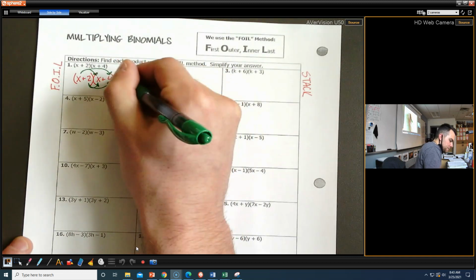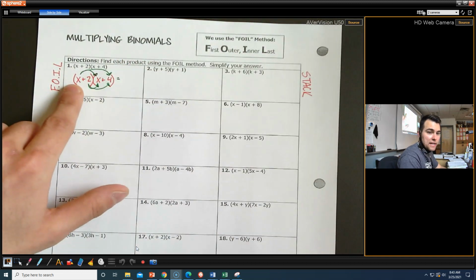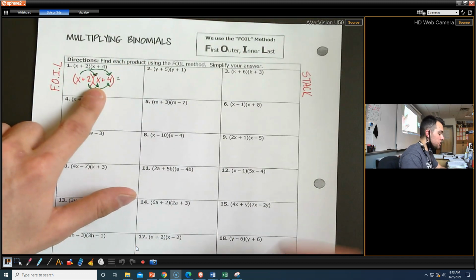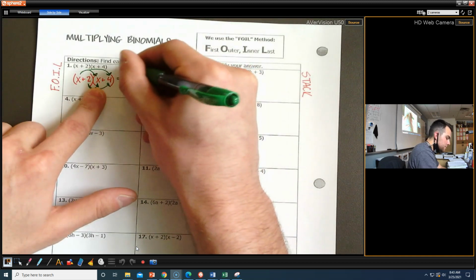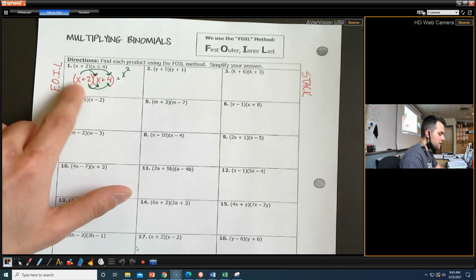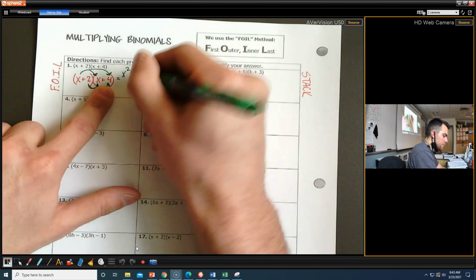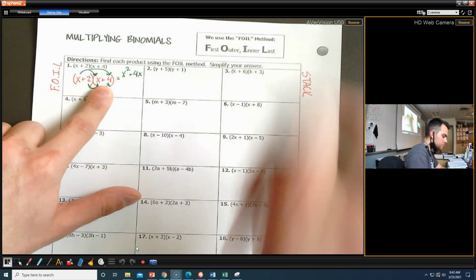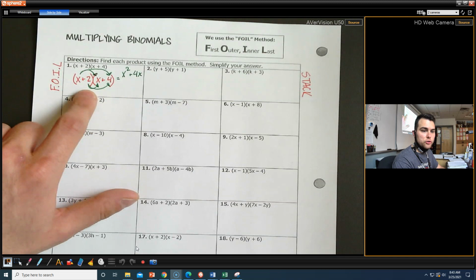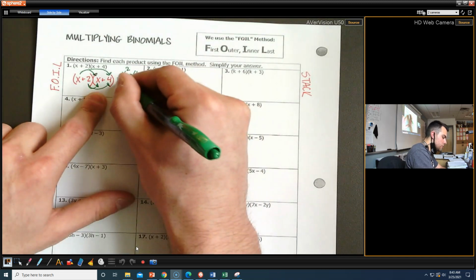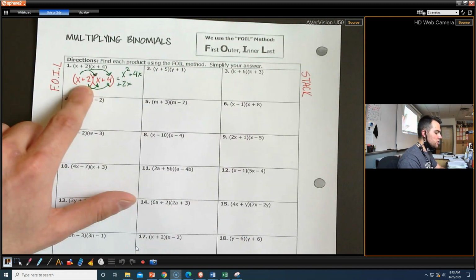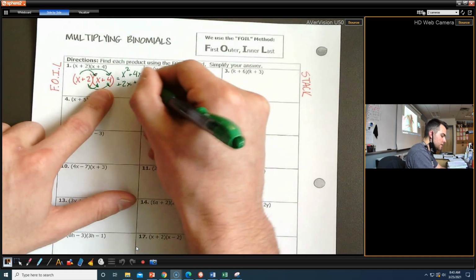So let's try this. I'm doing x times x, which gives me x squared. Then I do x times 4. That gives me positive 4x. And then I move on to my 2. I do 2 times x. That gives me a positive 2x. And finally, 2 times 4 gives me a positive 8.